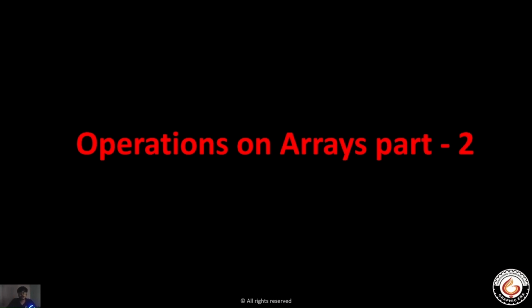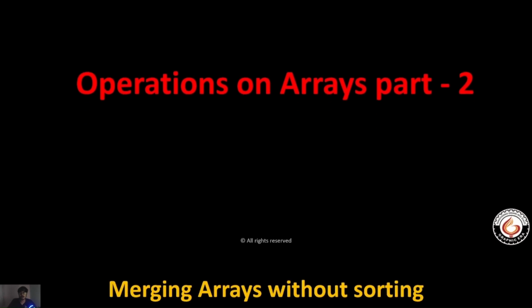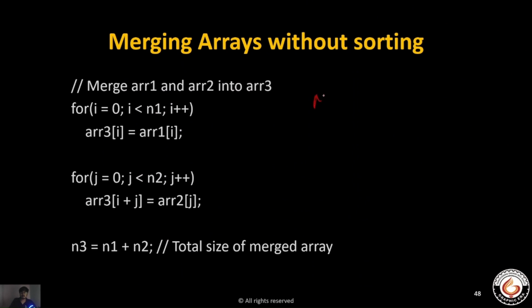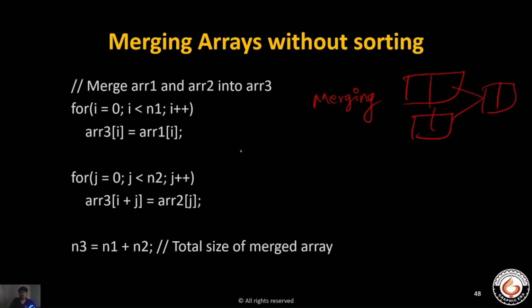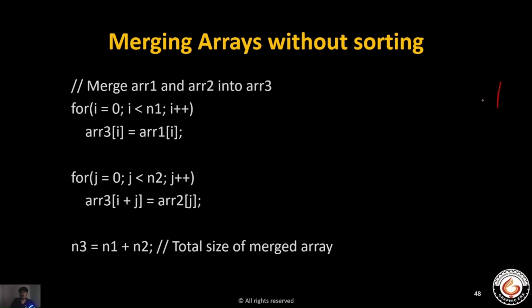So now in this part we will learn about several other operations that can be performed on arrays. So let's start with merging. What is merging? Merging means combining two or more arrays into a single array. Let's take an example for it, and it can be of two types. We can merge arrays without sorting or with sorting. So let's learn about without sorting first.